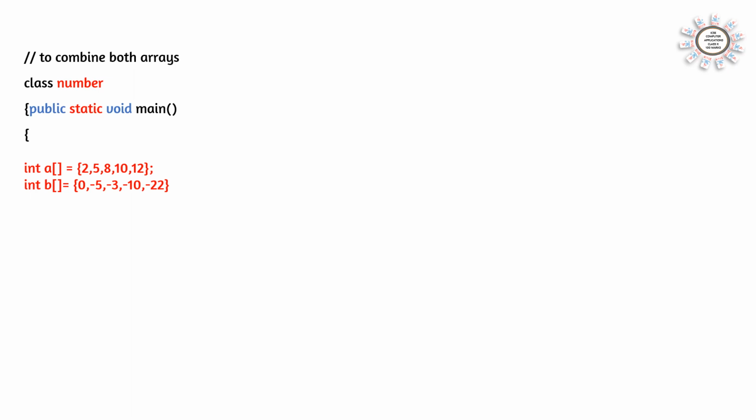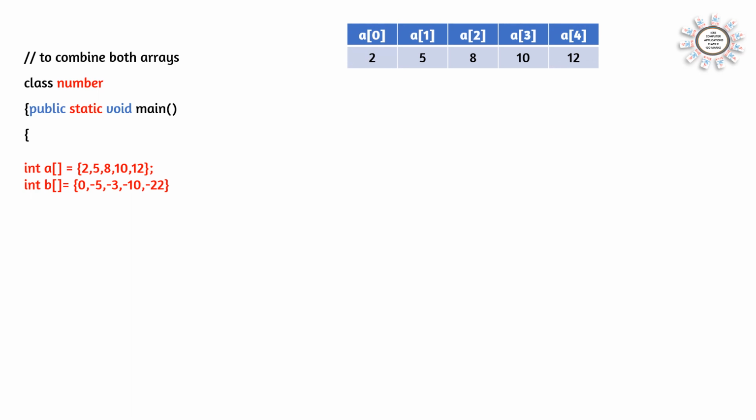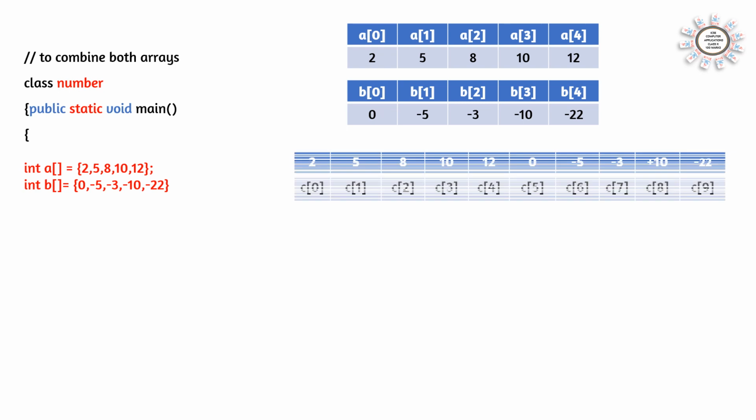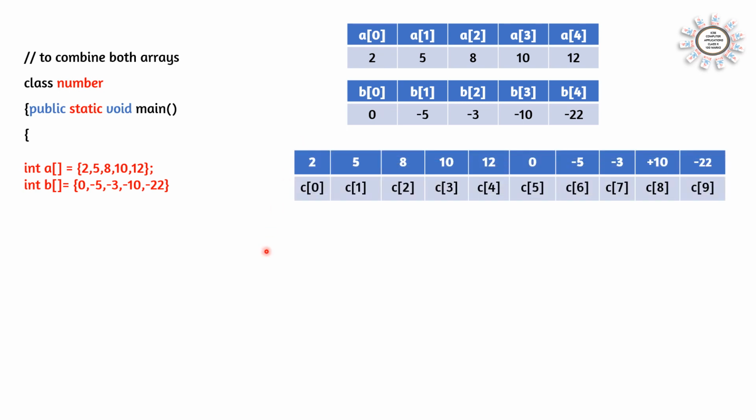int A[] is equal to 2, 5, 8, 10, 12. These elements will be stored in array A. Here we can see in A0, A1, A2, A3 and A4 position the elements will be stored. And array B elements are 0, minus 5, minus 3, minus 10 and minus 22, starting from B0 to B4. And now see how the combination should be there. Here, we have to declare a third array because 5 elements are in array A and 5 elements are in array B. So we have to combine them and store in the third array.